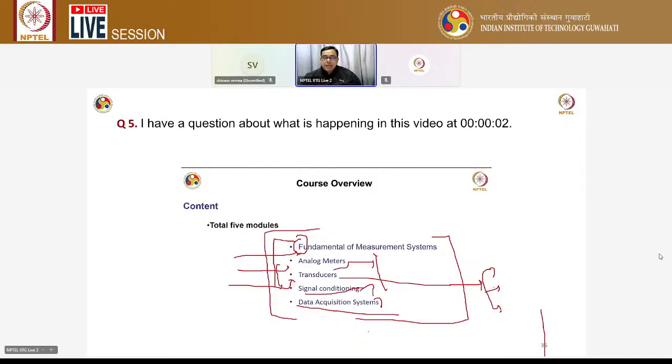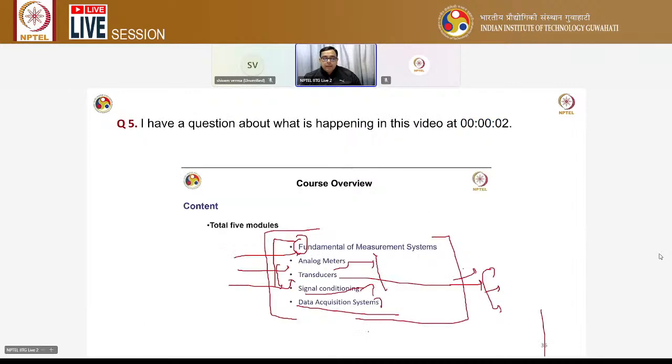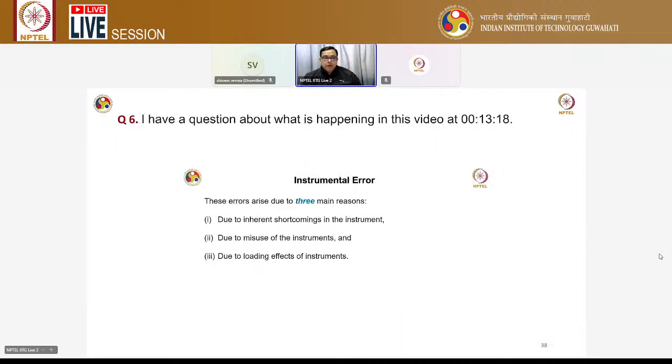Of course, these transduction techniques will be based on certain physical principles. You may have a transducer based on the capacitive principle, another based on a resistive principle, and then transducers based on certain magnetic phenomena, and so on. We are going to learn all these techniques in this course.